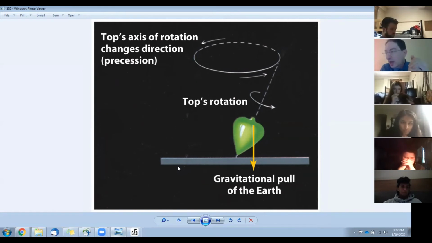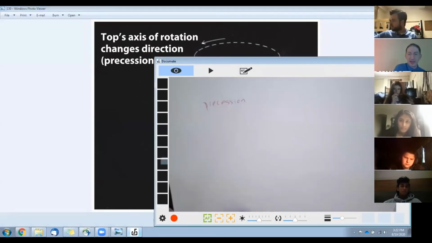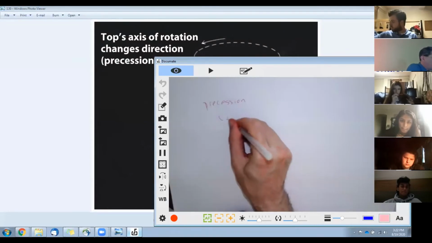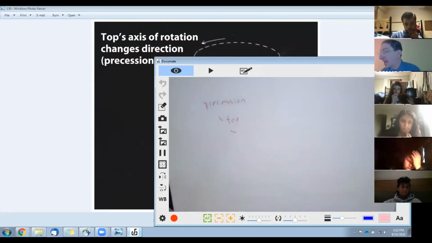Here's your standard top. And tops, they spin on their axis, but the axis also is spinning, like this. The axis also slowly precesses, changes its direction, slower than the rate at which it's spinning. Now, for a top to do this, there are two factors that matter.